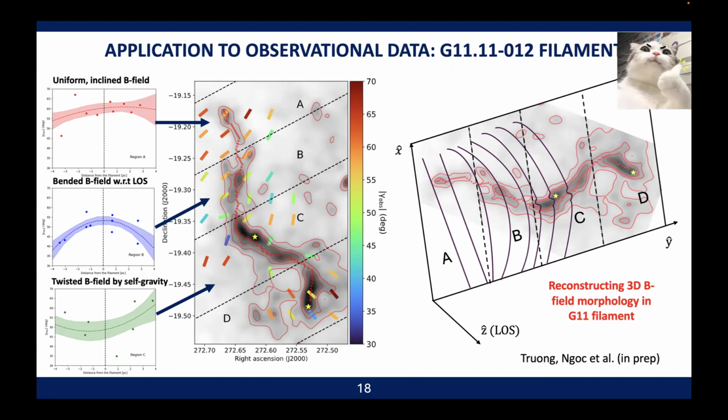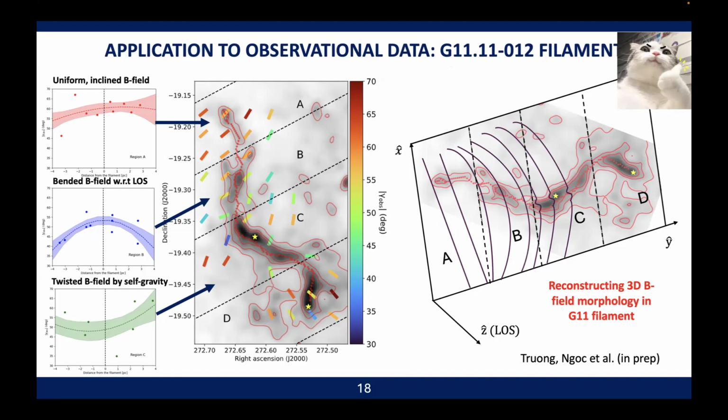For region A, by analyzing the inclination angle, we can see that mostly the magnetic field here is uniform, and inclined with respect to the line of sight by about 60 degrees. But toward region B, we can see that the inclination angle tends to increase when we go to the denser environment, which means it is lying closer to the plane of sky when going into the denser filament.